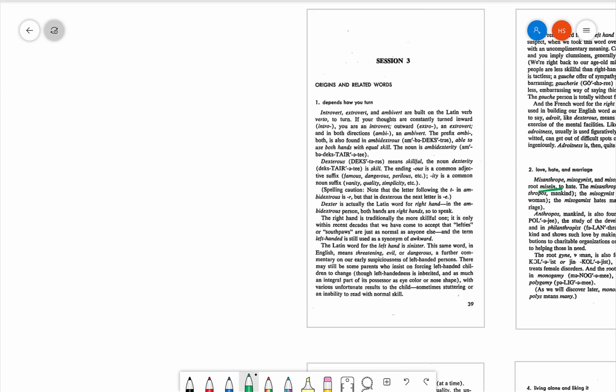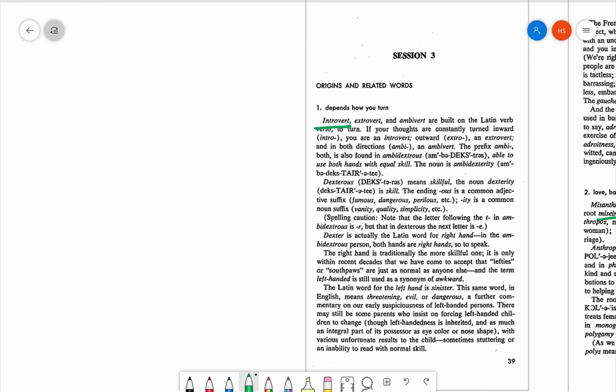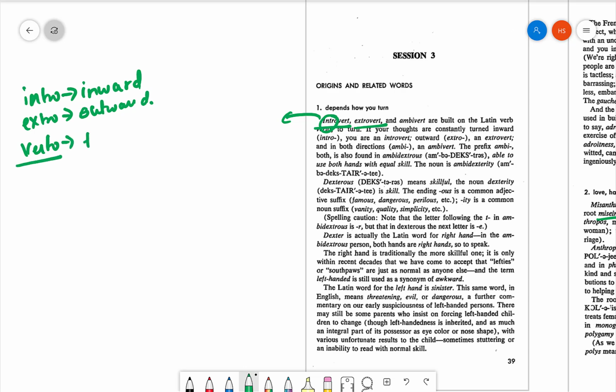The very first words that we'll be learning today are introvert and extrovert. Now, the word intro means inward, and the word extro means outward. And the word verto means turn. Introvert is formed out of inward and verto, to turn inward. That means a person who turns inward is called an introvert.